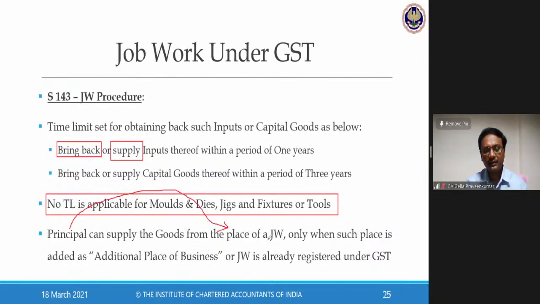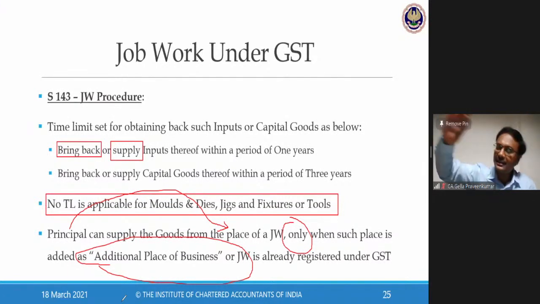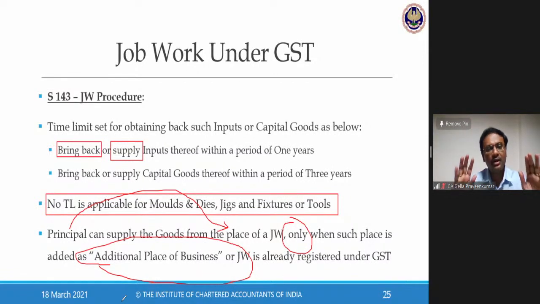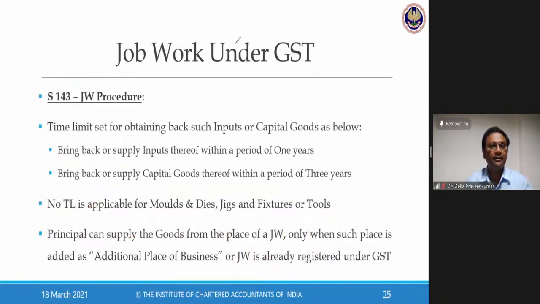Now, from the place of a job worker, the principal can make a supply only when such place is added as an additional place of business. If the job worker's place is added as an additional place of business, then the principal can make a supply from that particular place. Or the job worker is already registered under GST law. So either of these two conditions, the principal can supply the goods directly from the place of the job worker. This is something for us to understand with respect to section 143.